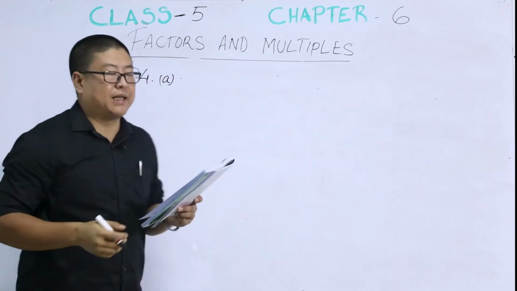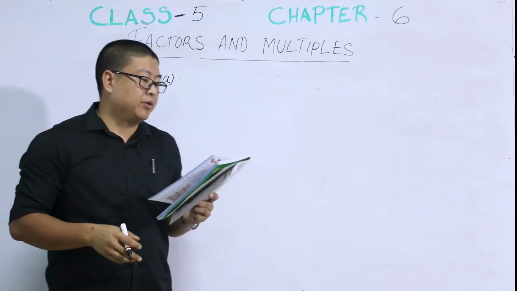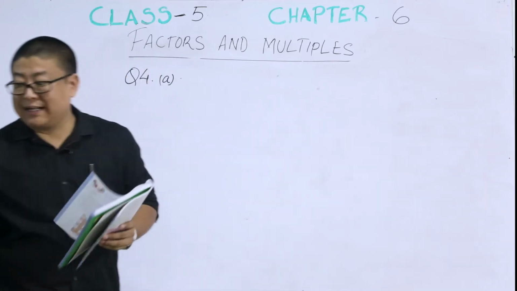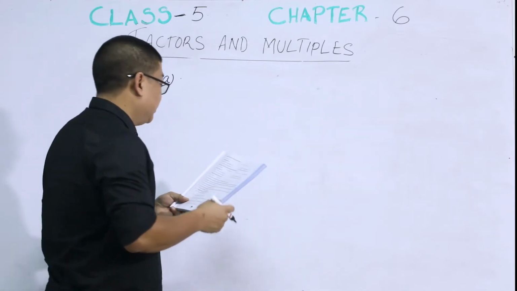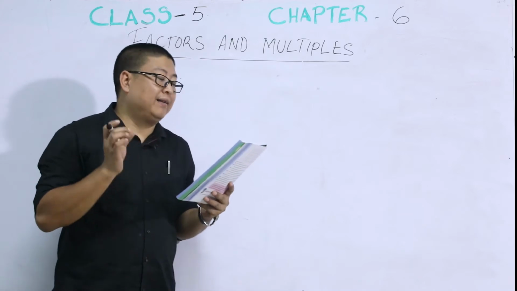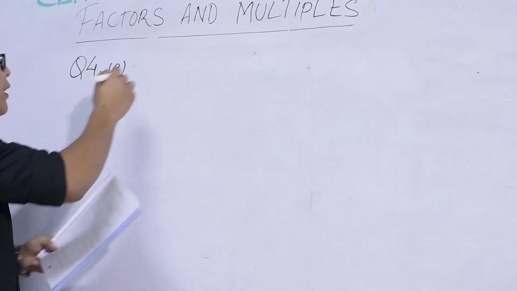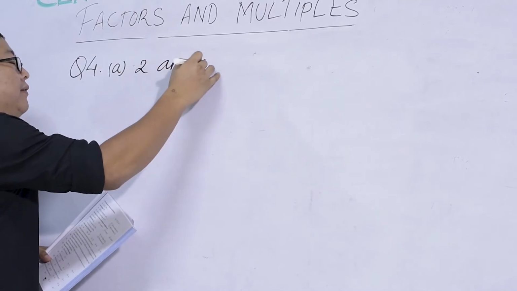So please keep in mind, due to time constraint, I may not be able to solve all the questions, but I will try my best to give you at least hints where I do not solve them. Now, let me read the question. Find the first 3 common multiples of A, 2 and 5.